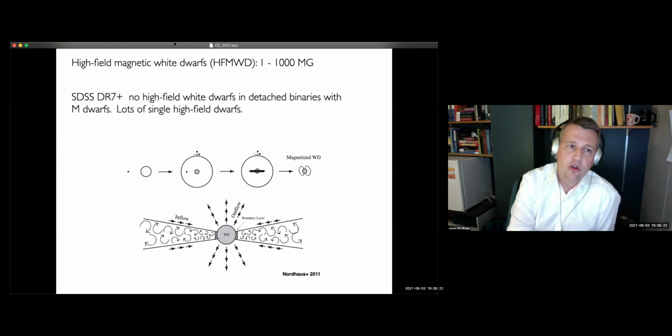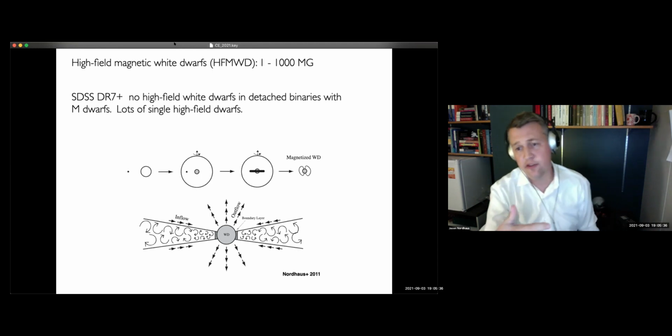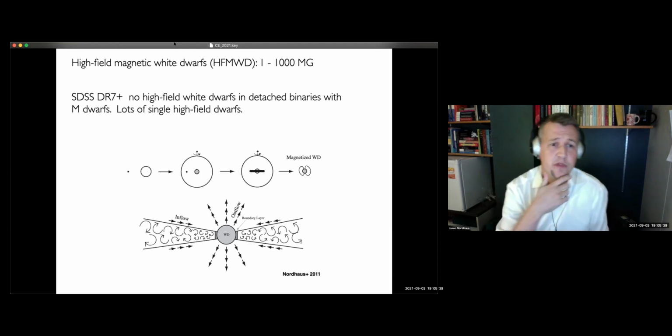And so there's a whole class of white dwarfs, which are called high field magnetic white dwarfs. And these things have field strengths from a few to up to 1,000 megagauss. So these are like super magnetized white dwarfs. They're essentially the white dwarf equivalent of a magnetar for neutron stars. And about 10% of white dwarfs are highly magnetized in this range.